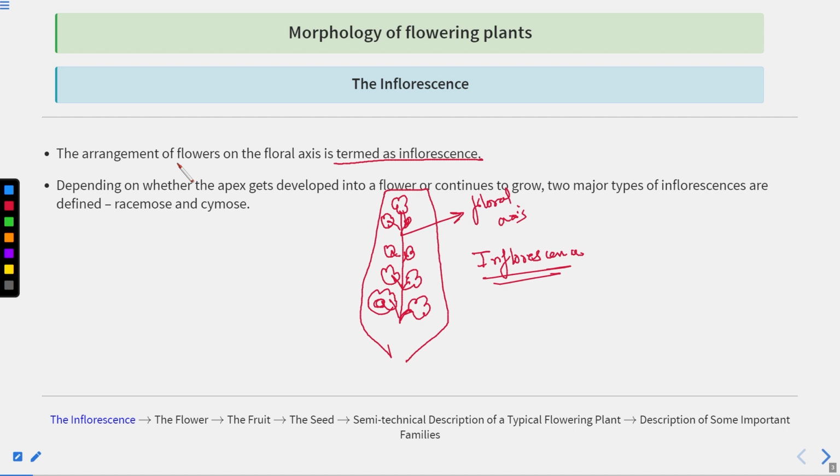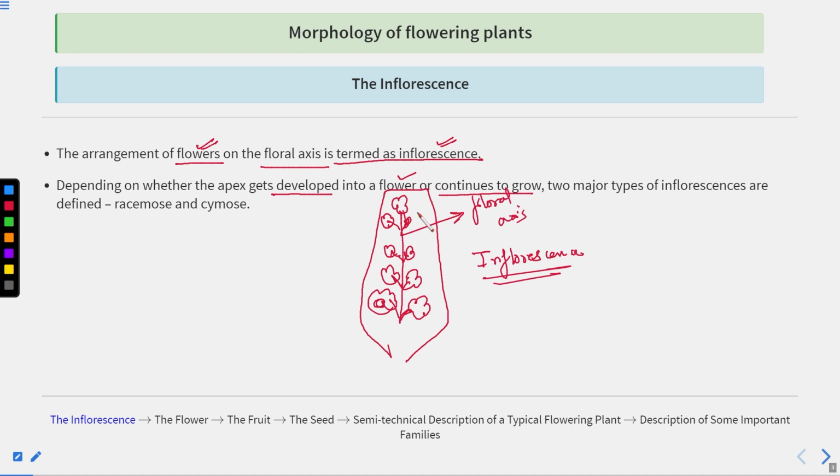Okay. The arrangement of flowers: it is not a flower, it is flowers, plural, on the floral axis. It is termed inflorescence. It means that different flowers are arranged on the floral axis, and that is called inflorescence, depending on whether the apex develops into a flower or continues to grow.